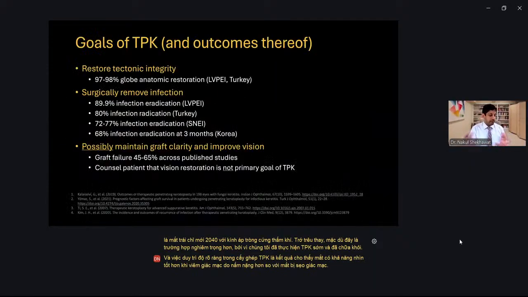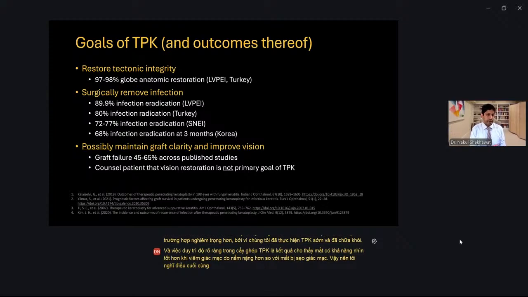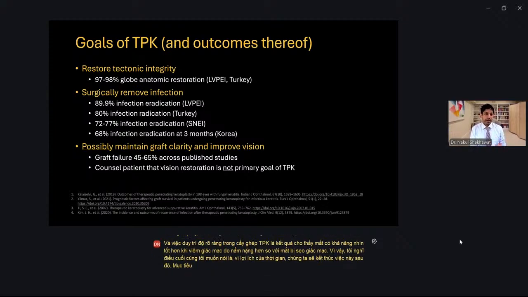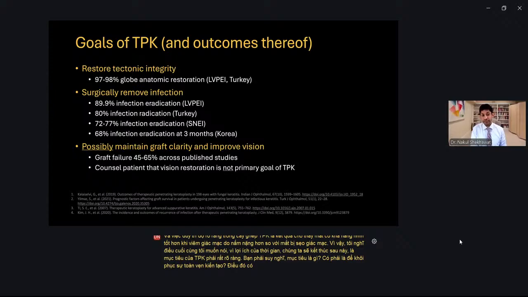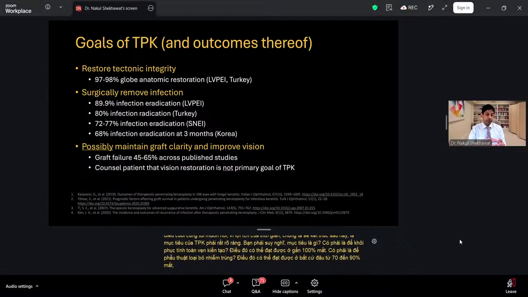So I think last thing I'll say, in the interest of time, we'll finish after this, is that the goals of TPK must be very clear. You must think, what is the goal? Is that to restore tectonic integrity? That's achievable in almost 100% of eyes. Is it to surgically remove the infection? That is achievable in anywhere from 70 to 90% of eyes, especially if you have a well circumscribed infiltrate that has not yet spread to the limbus.